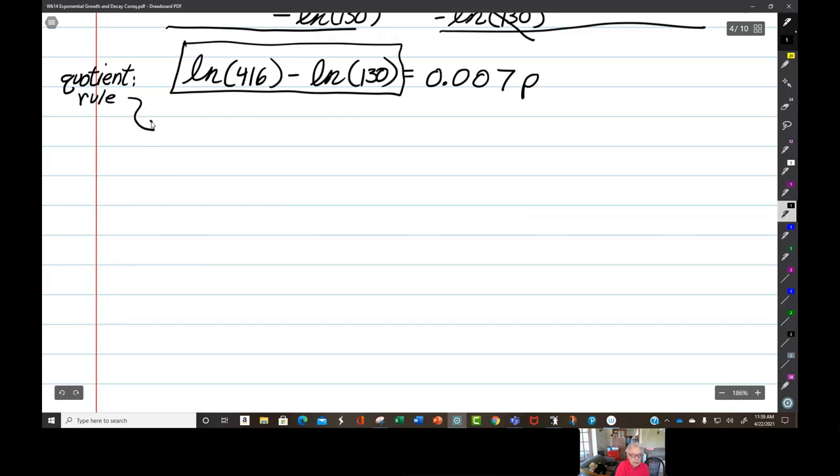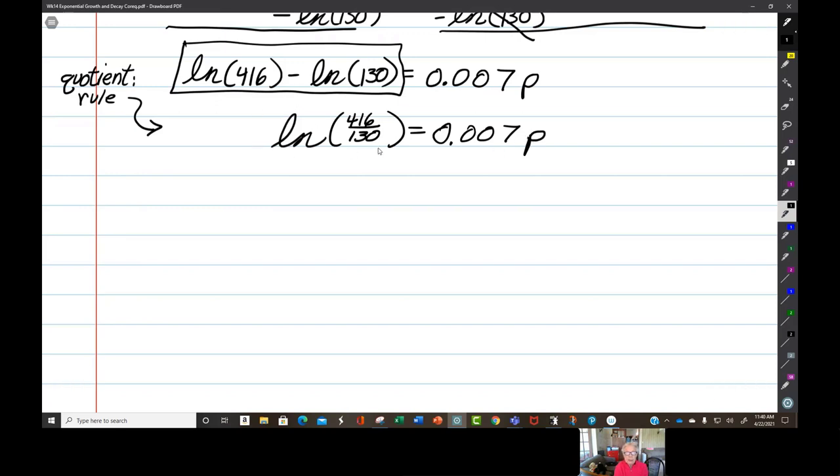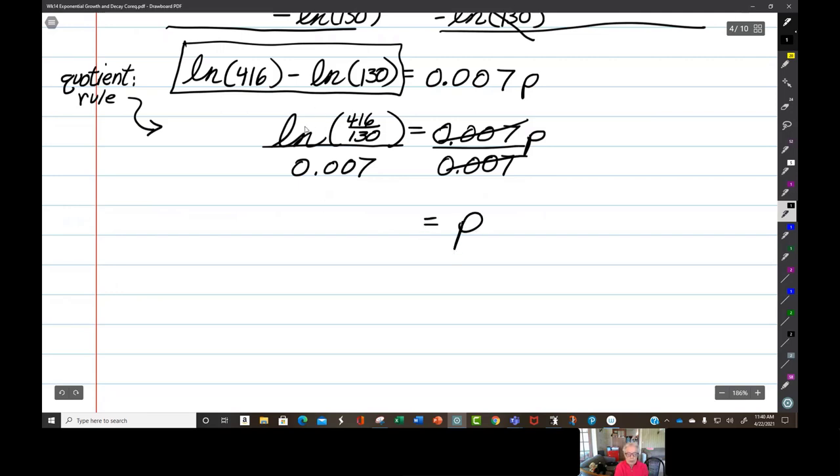Well, let me point down here. This is where we're going to do it. The ln of 416 over 130 equals 0.007p. Now this is a number. I'm going to divide by 0.007 on both sides, and we will be done, hopefully with the right answer. So p equals that. Let's put it in the calculator.